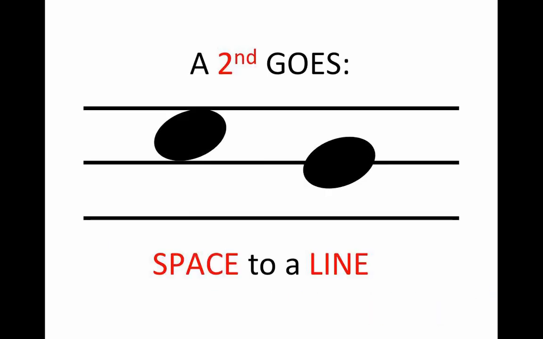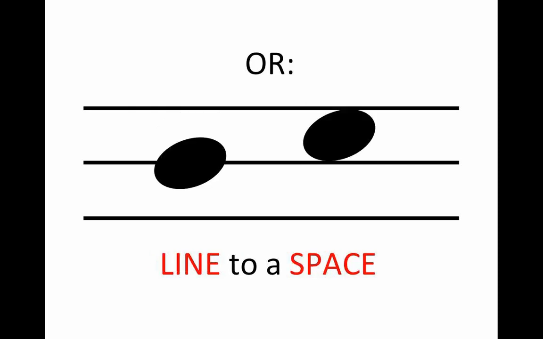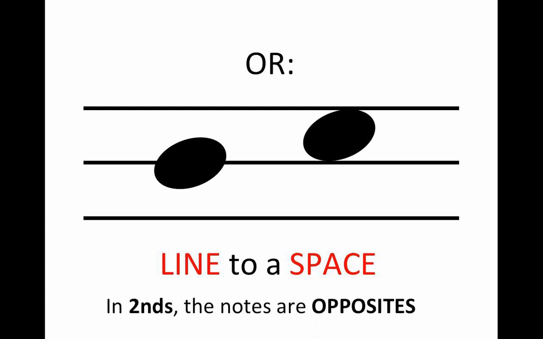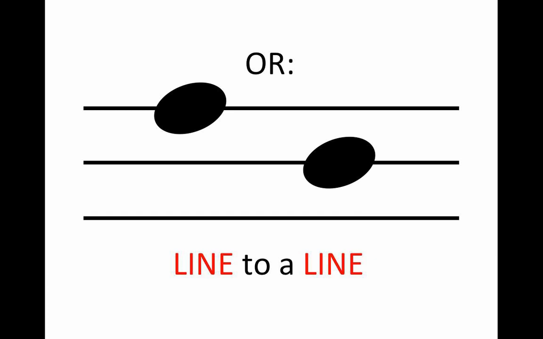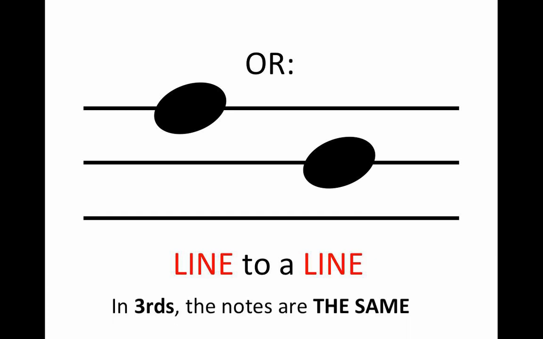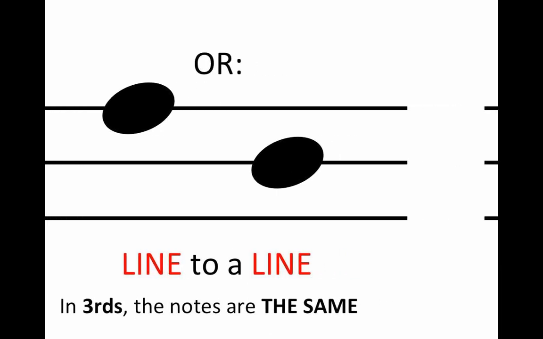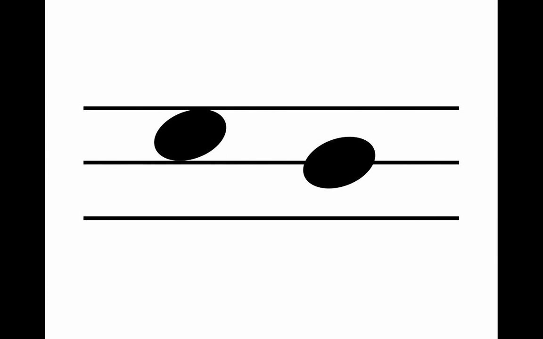Now, do you notice anything? A second will always go from a space to a line, or a line to a space. So in seconds, the notes are going to be opposites, space to a line or line to a space. Whereas a third goes from a space to a space or a line to a line. So in thirds, the notes are going to be the same. Space and a space, line and a line. They will be the same. They will match.